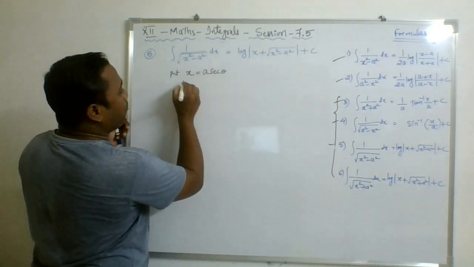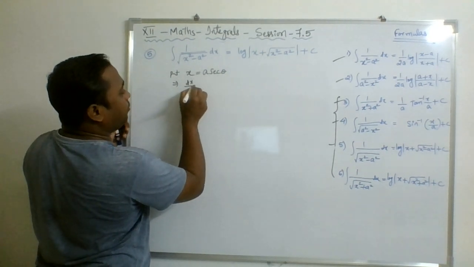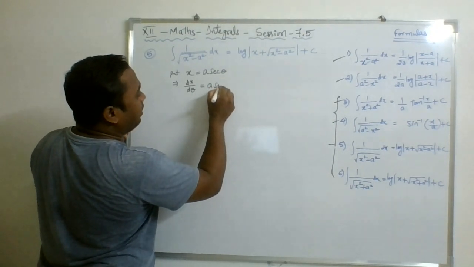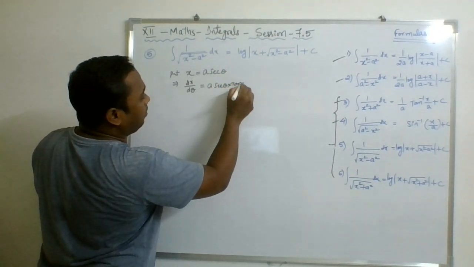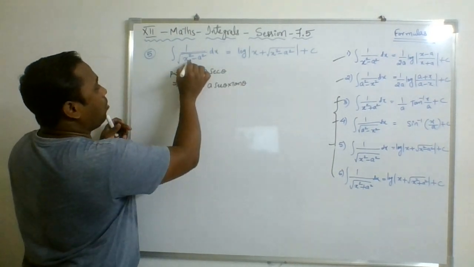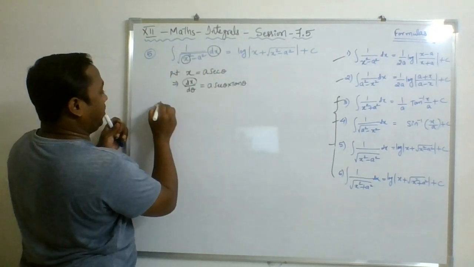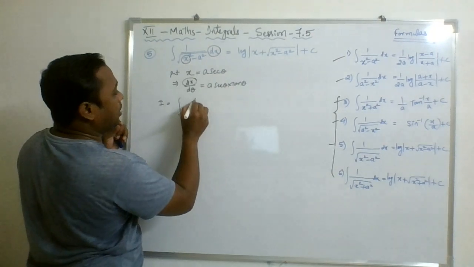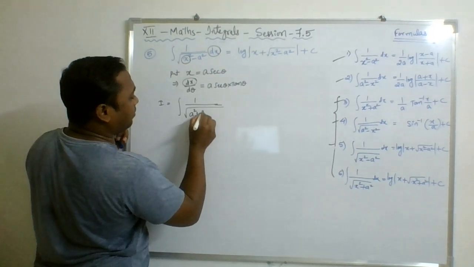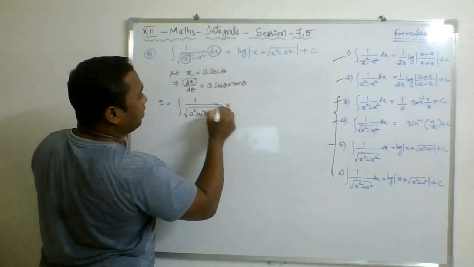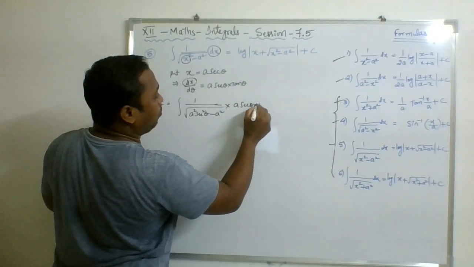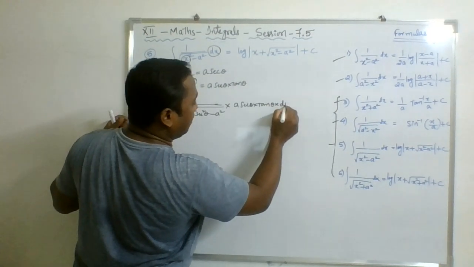If I take x is equal to a sec theta, then with respect to theta, you need to do the differentiation. So sec theta derivative is what? Sec theta into tan theta. So ultimately dx value is just by multiplying here. And now we are going to change x and dx in the question. So I is equal to 1 upon under root, it becomes a square sec square theta minus a square, and dx value is a sec theta into tan theta into d theta.